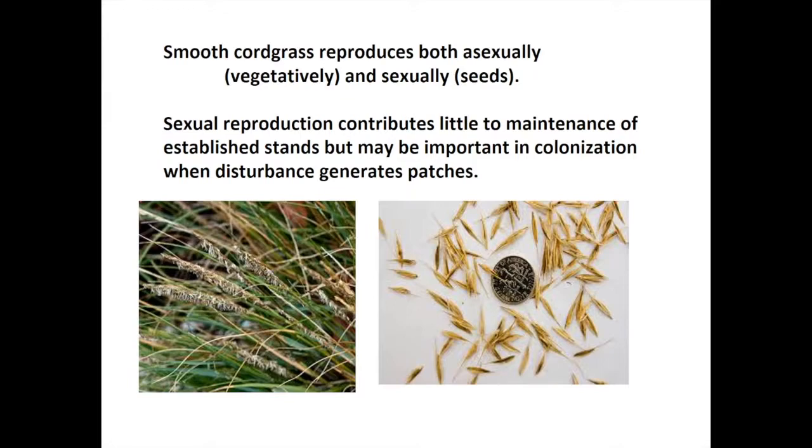However, seeds and sexual reproduction become very important when you have colonization of a new site. So if there's some disturbance that removes some of the salt marsh grass, then it can recolonize through seeds, and it can also expand into new habitats. You can have new marshes formed from seeds that emerge elsewhere. But the seeds are quite tiny relative to the size of the overall grass that grows vegetatively.